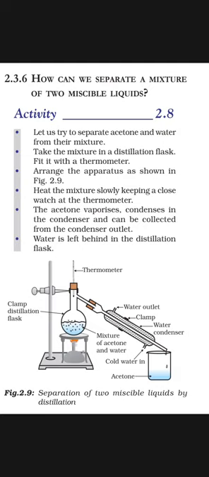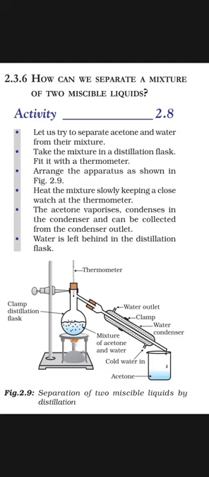So to separate both of them, let us arrange the apparatus as shown in figure 2.9. You should take a round bottom flask, and with that round bottom distillation flask you have to fit a thermometer. At the other end you should take a condenser, and you should connect it to a beaker.